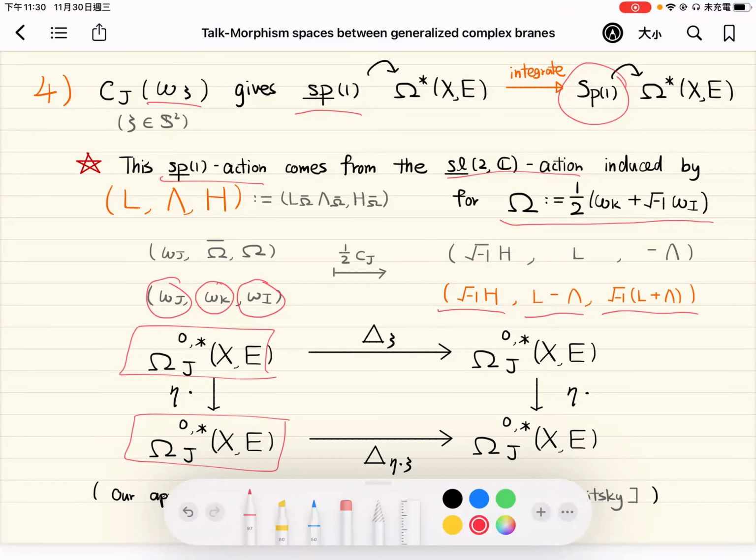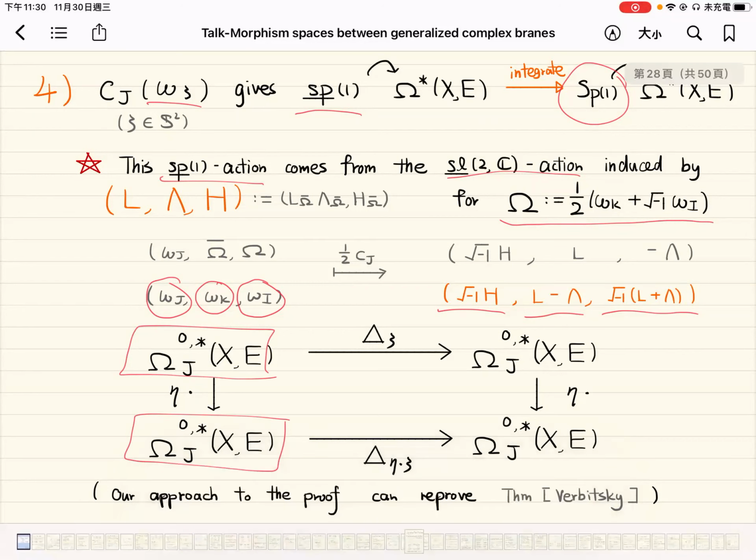And we can find that indeed this SP1 action really intertwines the delta theta, this S2 family of the new second order differential operators. So now we have the completion of our proof here. And this kind of analysis, by using the Bochner formula and by finding an SP1 action and then seeing what happens if the SP1 action intertwines the second order operator, can also be used to reprove the theorem of Verbitsky.